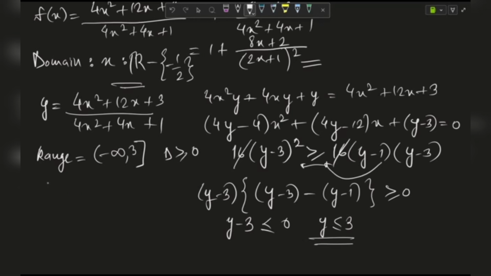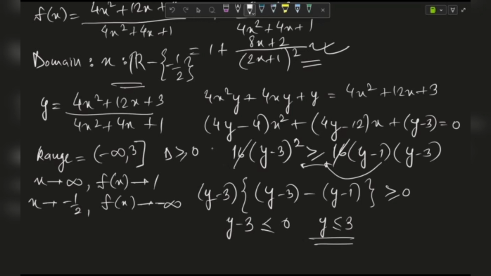To check for an onto function, we can also use this expression, because this and this are the same. If we tend x to infinity, then f of x, or what we have taken as y, will tend to 1. And if we tend x to minus half, because it's present here, then f of x will tend to minus infinity. So the range comes to be minus infinity to 1, and the codomain is minus infinity to 3. So option A is wrong. This is not an onto function.